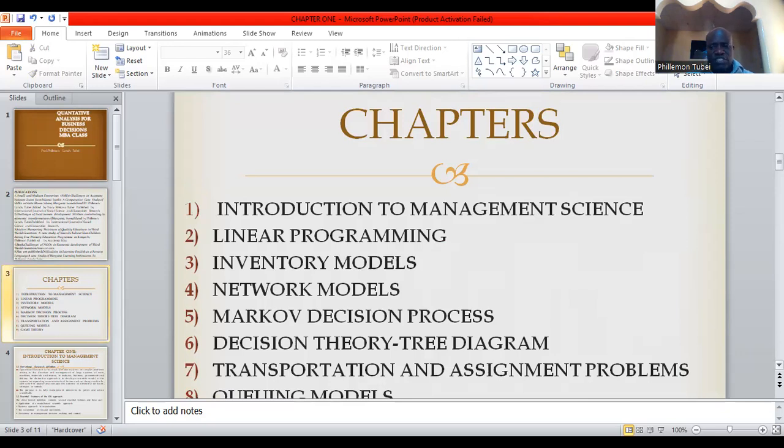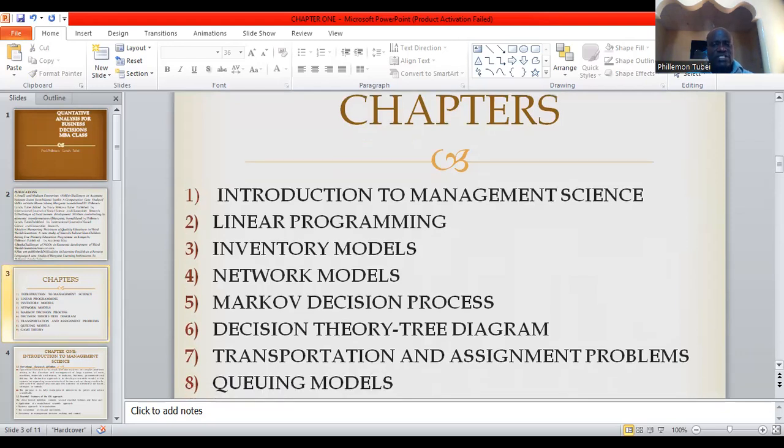Then we shall move to topic 7, which is transportation and assignment problems. Here we shall be looking at, for example, you are a transport manager. How do you look at the origin of given goods, then the destination, and how do you do calculations using MODI and even the northwest corner method in calculating this?